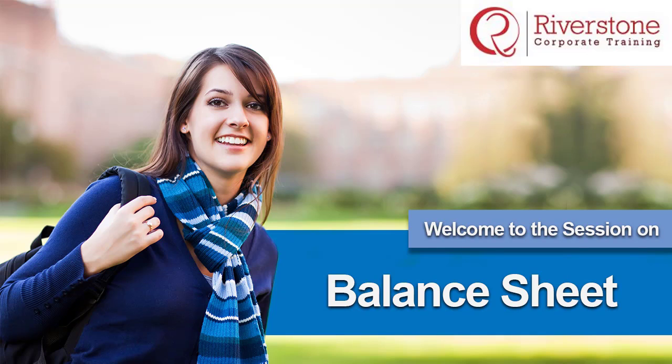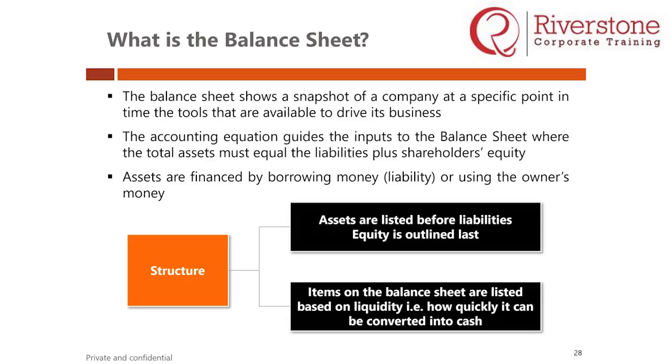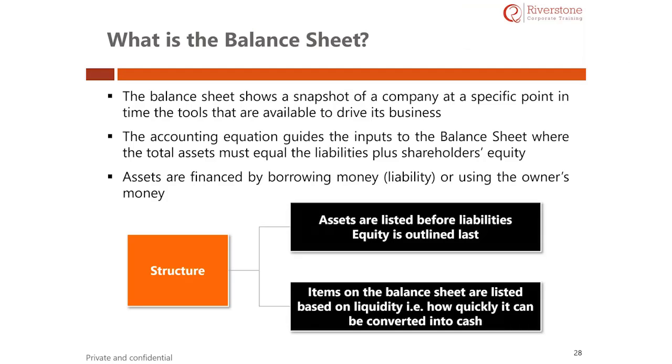Hello friends, welcome back. As discussed earlier, a financial statement consists of three components, namely income statement, balance sheet and cash flow. Now I'm going to explain in detail what these are and how we can use them for analysis. Let us start with the balance sheet.